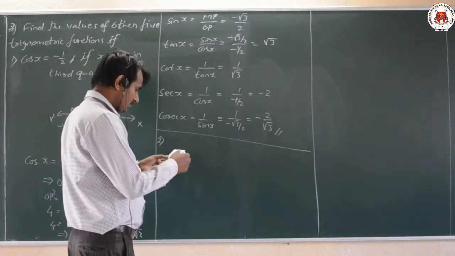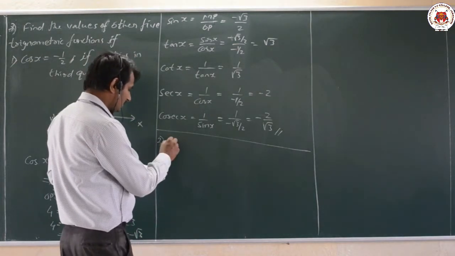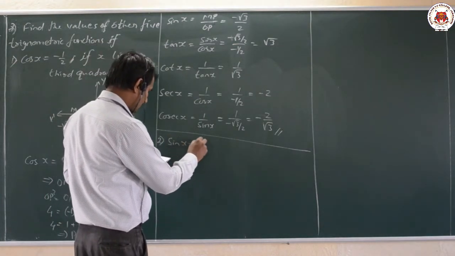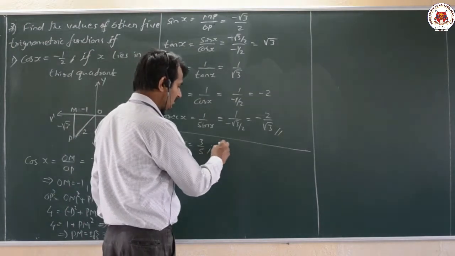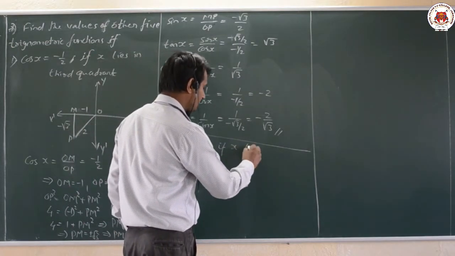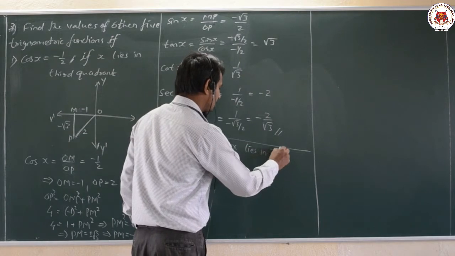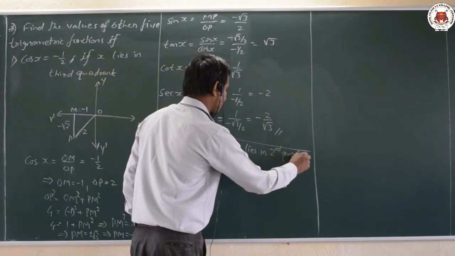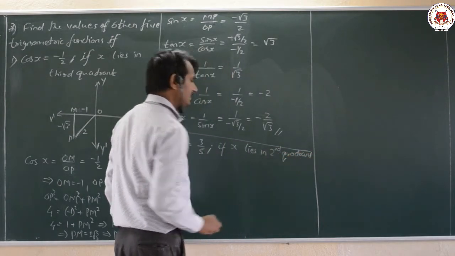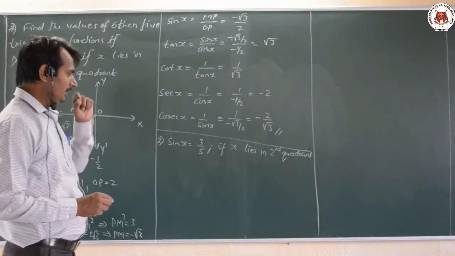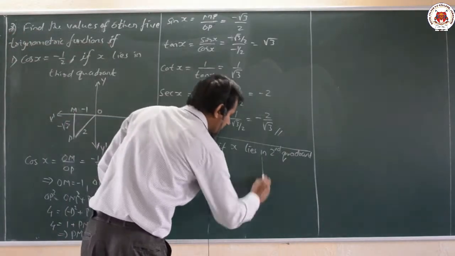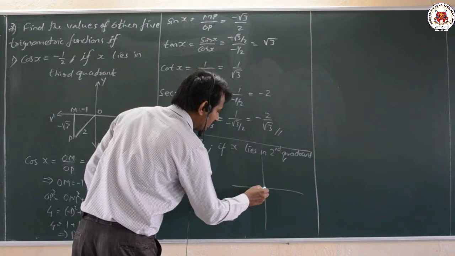The second question according to your NCERT book is sin x equal to 3 by 5, if x lies in the second quadrant. Let us see how to do it. Second quadrant means it lies here.